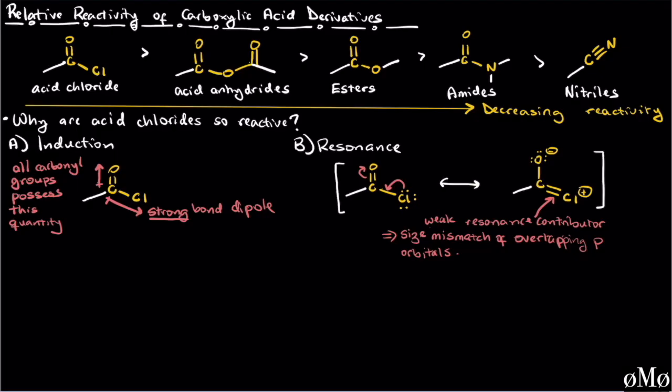So you have a carbon in period 2, a chlorine in period 3, and you're trying to overlap their p orbitals in a side-on manner. That's going to be a pretty weak resonance contributor because of the size mismatch of the overlapping p orbitals between those two nuclei. And so really, this resonance form is not going to play a significant role in the reactivity around the acid chloride.